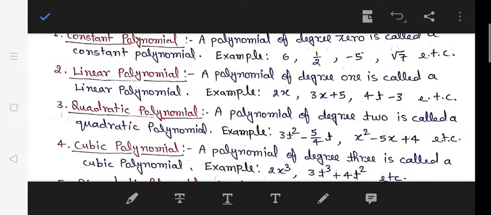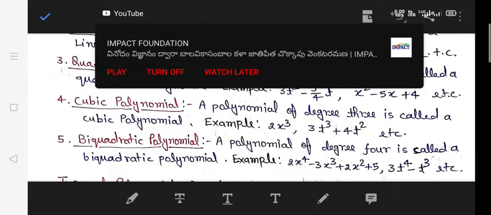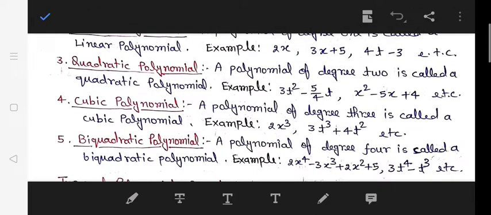Now third one, quadratic polynomial. A polynomial of degree 2 is called a quadratic polynomial. I have taken certain examples like 3t square minus 5 by 4t. Here you are going to find that the highest exponent of t is 2. It means its degree is 2. So that's why it is called the quadratic polynomial. Now next one is the cubic polynomial. A polynomial of degree 3 is called a cubic polynomial. Here you are going to get the examples 2x cube, 3t cube plus 4t square. In each of these examples the highest exponent is 3. That's why these are cubic polynomials.